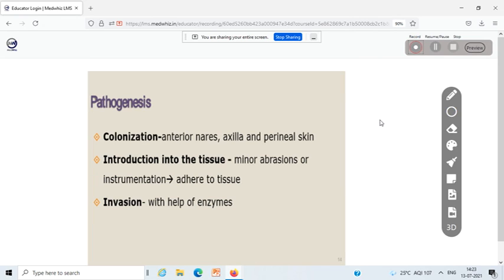Pathogenesis: Staphylococcus aureus colonizes the anterior nares, axilla, and the perianal skin. It gets introduced into the tissue through minor abrasions or instrumentation and adheres to the tissue. It invades with the help of its enzymes.